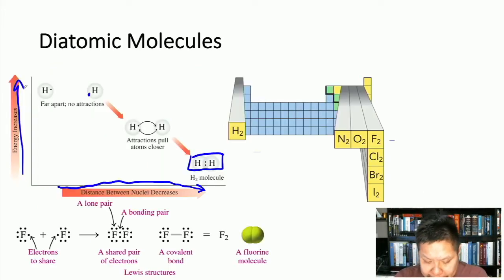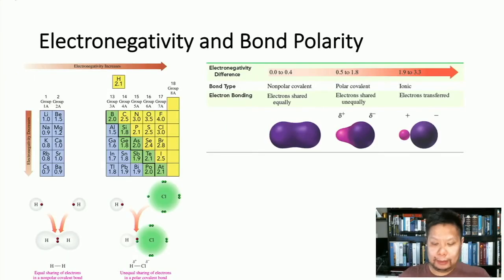Anyway, so let's talk about some special molecules known as diatomic molecules, and they are just molecules of 2 of the same element bound together in a covalent bond, right? So let's talk about now electronegativity and bond polarity.